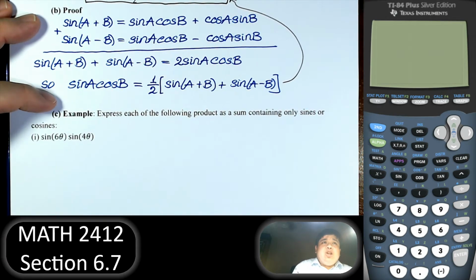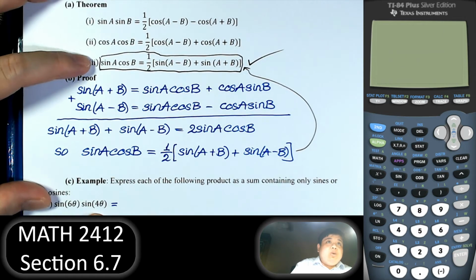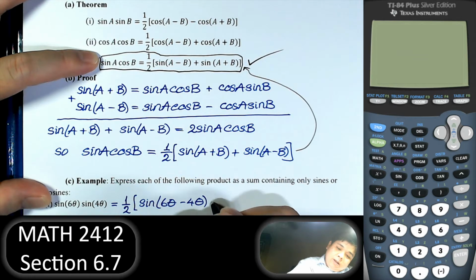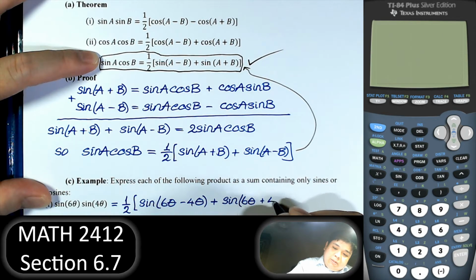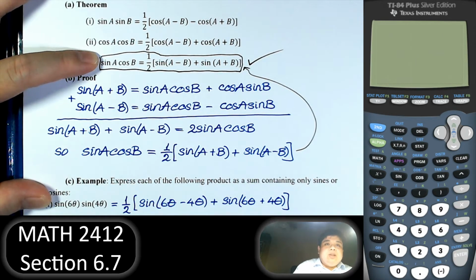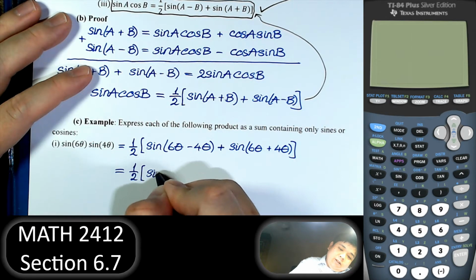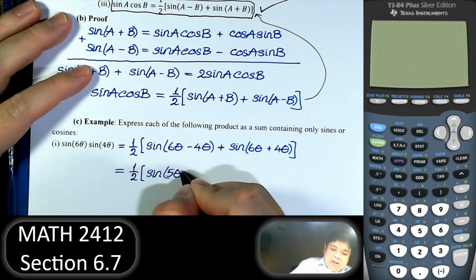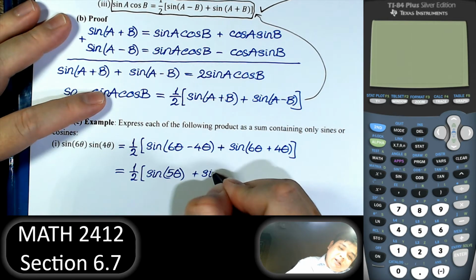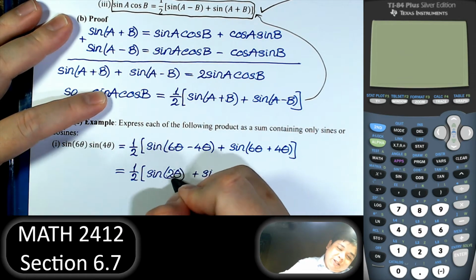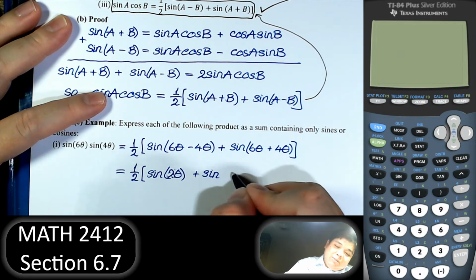Right, now for the application, it's pretty simple. Sine times cosine, so we're going to use that. It's going to be 1/2 sine of a difference plus sine of a sum. Straightforward. That gives us 1/2 sine of 2 theta plus sine of 10 theta.